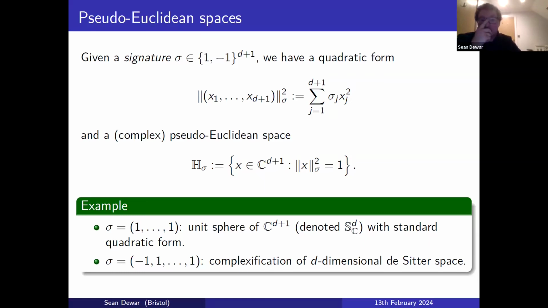So with this, I'm going to define the complex pseudo-Euclidean space, H sigma. All I do is I take all my points that have length 1, sorry, under my kind of weird quadratic form. And the distance I'll use for it will be this quadratic form I've defined above. Okay, so some examples. If sigma is just picked to be all ones, then I have the unit sphere. So it's just spherical space. It's the complexification of it, but yeah, it's the sphere. If I pick the first coordinate to be -1 and the rest to be 1, I've got the complexification of d-dimensional de Sitter space, which is something that occurs quite a lot in physics. Okay.